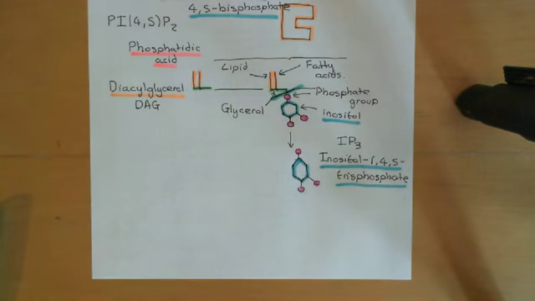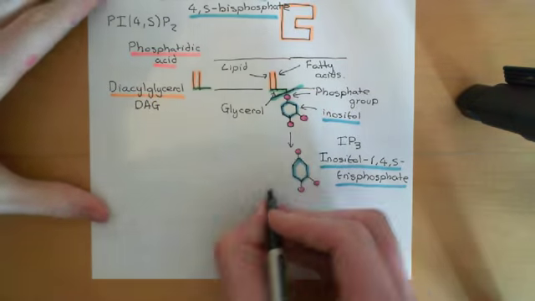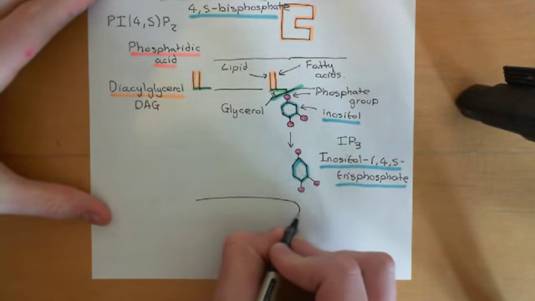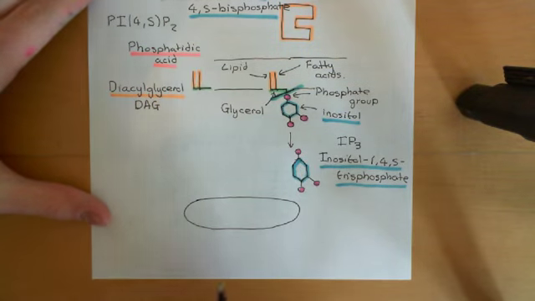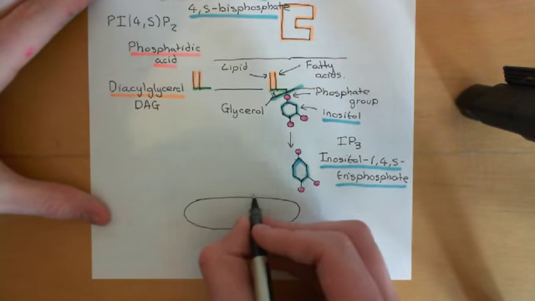Okay, right, so what do these two then do? Well, let's start with IP3. IP3 leads to the release of calcium from intracellular stores by activating IP3 receptors. Okay, so I'll just add that on to complete this. But actually, the one that's going to be important to us in this case is the diacylglycerol.